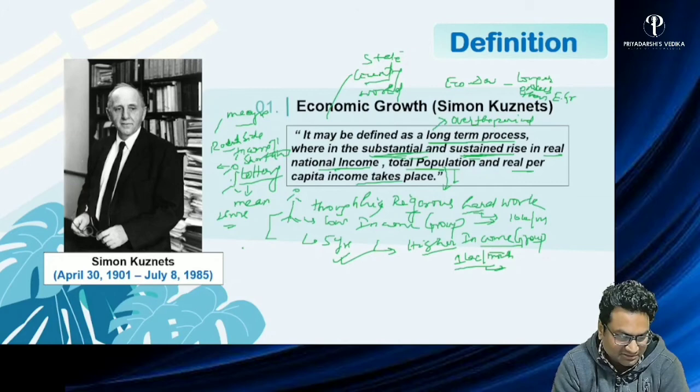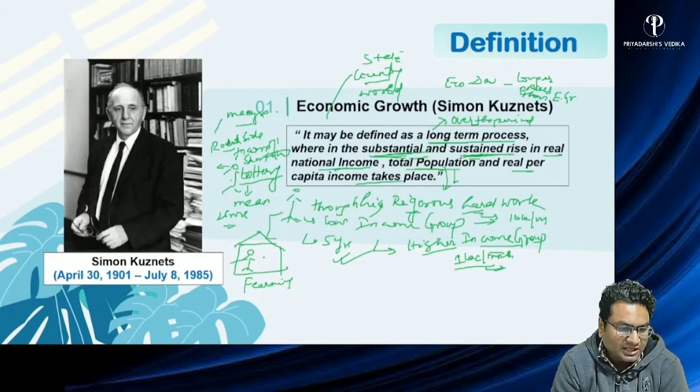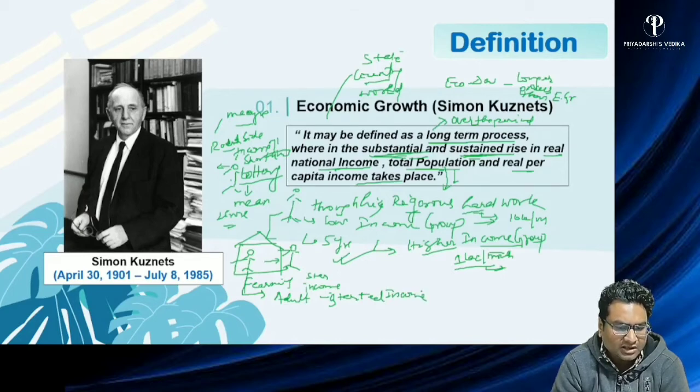Right, take an example. It is your home. Your father is earning, and if your uncle, his brother, also joins him, and you both start earning, your income will increase. Now you have become an adult, or you started earning, and this income will be added to your household income, right?